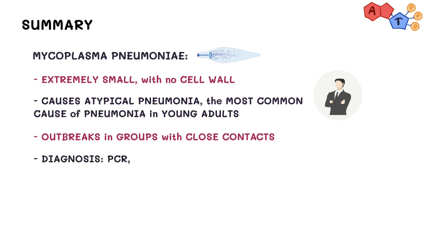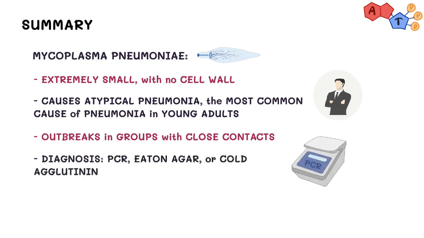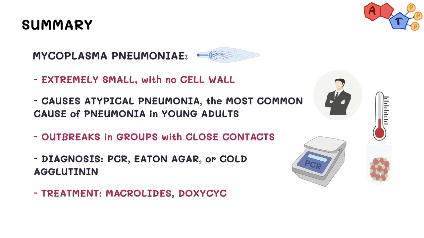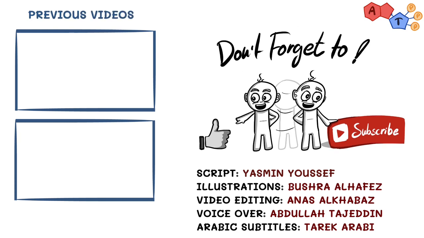It can be identified with PCR, culturing on Eaton agar, and high serum titer of cold agglutinins. Treatment choices include macrolides, doxycycline, or fluoroquinolone. Penicillins and cephalosporins are ineffective. Why? Because mycoplasma does not have a cell wall. And that's it for Mycoplasma pneumonia.